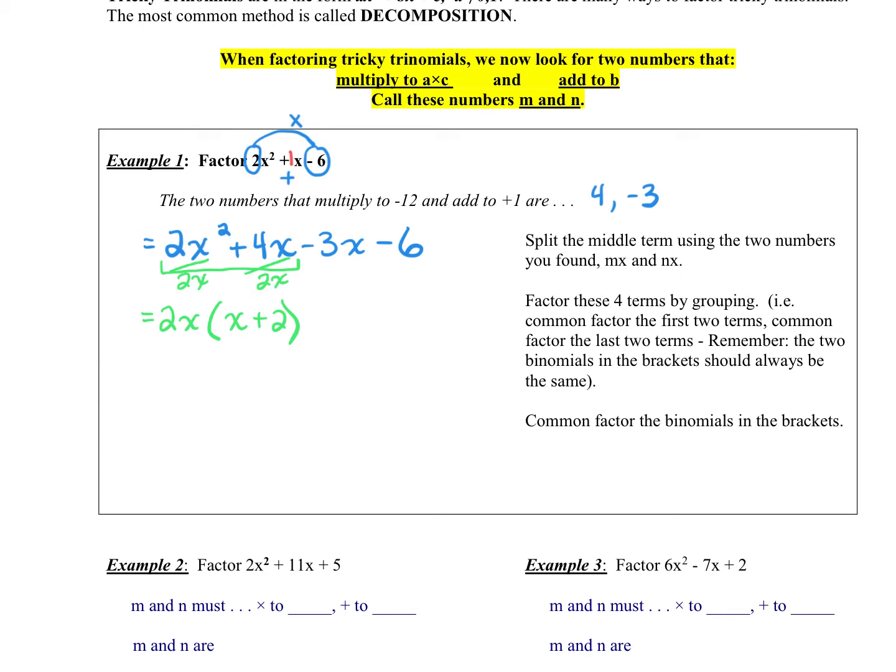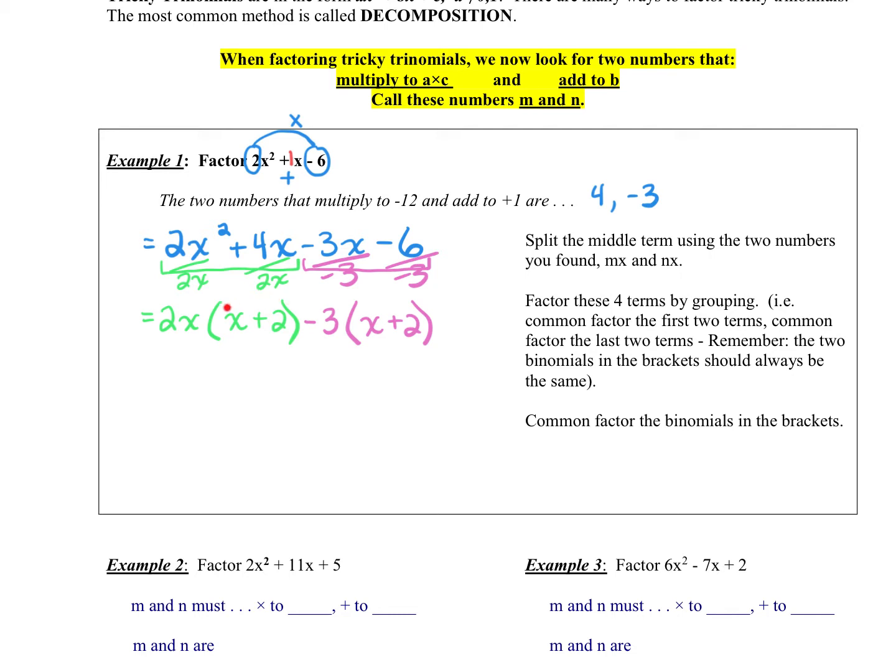Next, you're going to factor the second two terms, -3x minus 6. Remember, when the first term is negative, you should common factor out a negative with it. The common factor of -3x minus 6 is -3 because 3 divides into 3 and 6. So you divide each of these by -3. The common factor is -3. When you take -3x divided by -3, you're left with x. And when you take -6 divided by -3, you're left with 2.